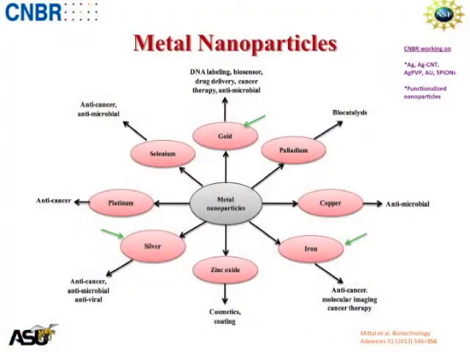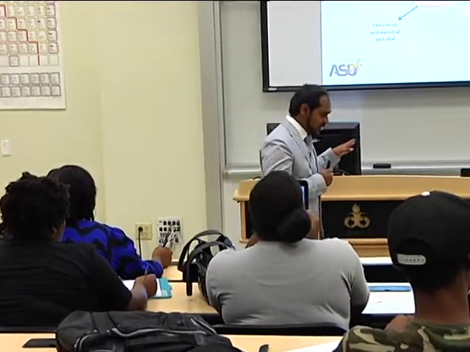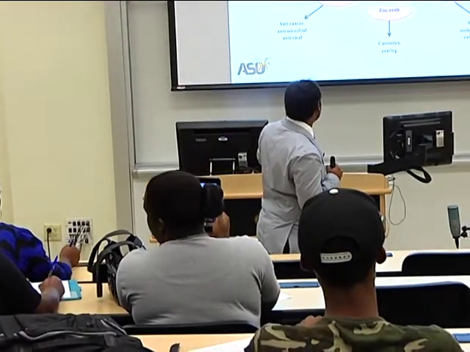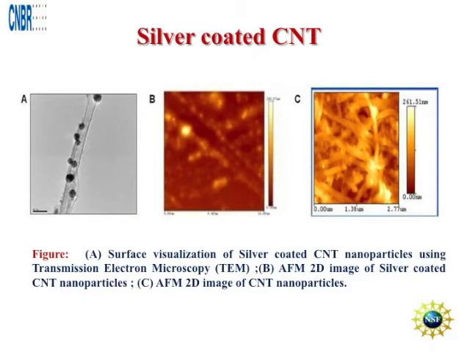It is very commonly known that several metal nanoparticles have very good antibacterial properties, especially gold and selenium, and they have several biomedical applications. They can be used as anti-cancer, drug delivery, and antiviral. And in CNBR, we mostly work on silver nanoparticles, silver-coated carbon nanotubes, silver PVP coated silver, gold and SPIONs, that is superparamagnetic iron oxide nanoparticles, and then functionalized nanoparticles.